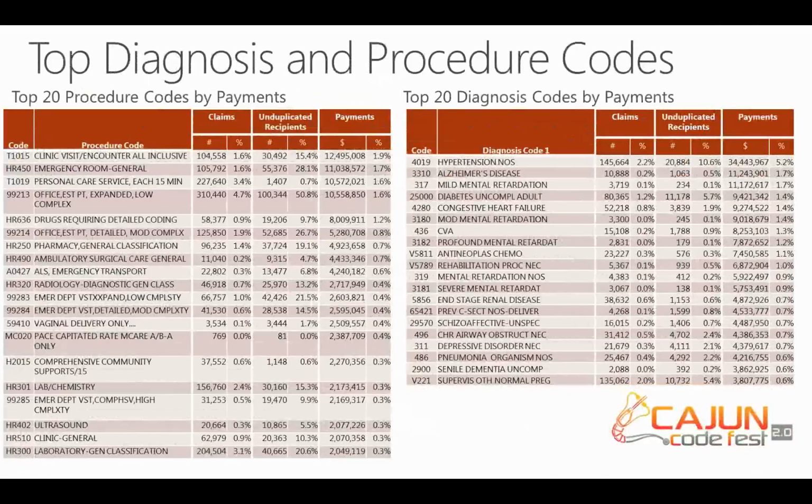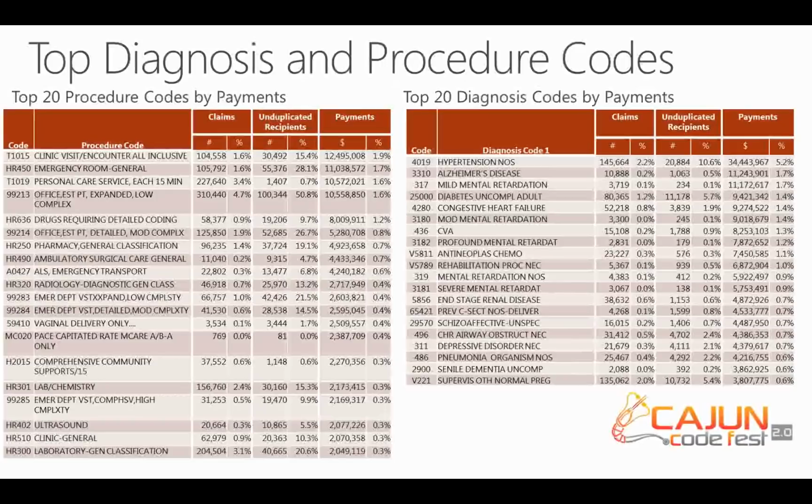Here you'll see 2 tables. One table is for the top 20 procedure codes by payment, as well as the top 20 diagnosis codes by payment. The table on the left refers to CPT codes, while the table on the right refers to ICD-9 codes. This is just for your information to know what the distribution is for patients. More information is found in the data dictionary.